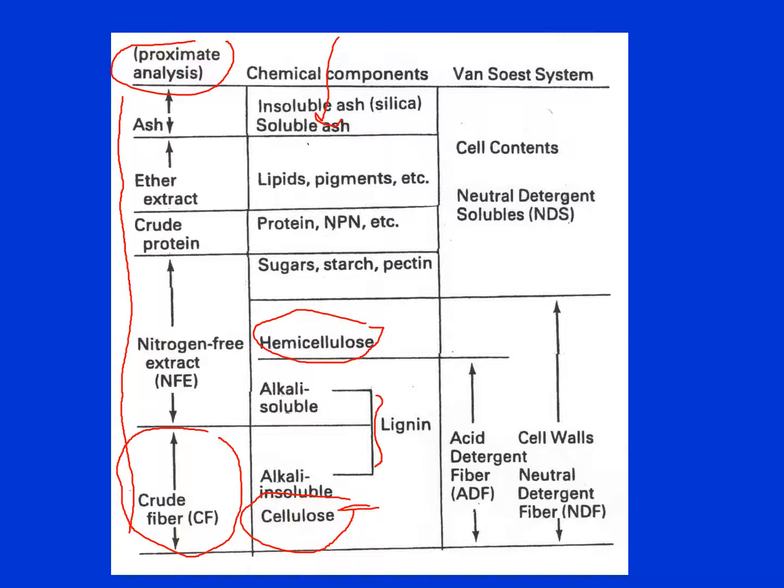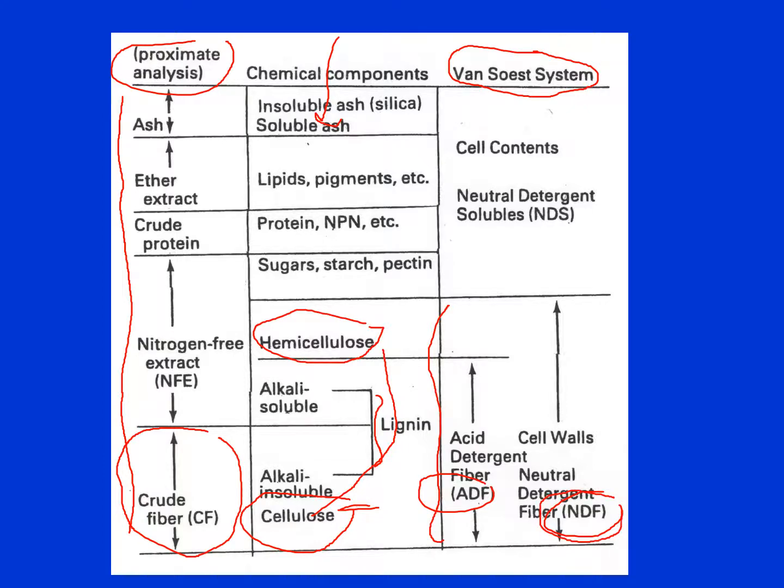So the Van Soest system came along several years ago to divide up this fiber more accurately. So now with the Van Soest method, we have the ADF, we have the NDF. So the NDF is going to contain cellulose, all the lignin, and the hemicellulose.